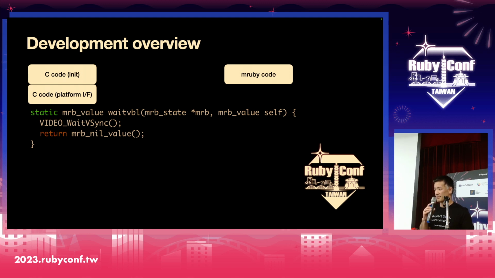So if you're running in NTSC, you probably get 60 hertz. If you're using PAL, you probably get 50 times. This is a C function, but it returns an mruby value, which is something you can return from this C function back to mruby. But in this case, it's returning a nil.